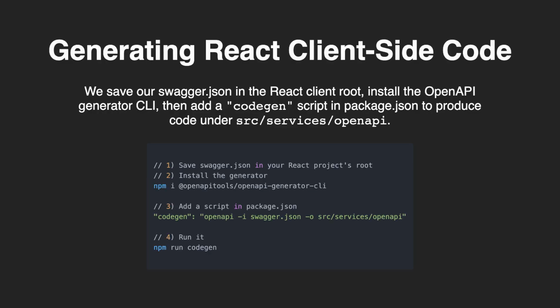This step is gold. Once you have the swagger.json describing your API, you run the OpenAPI CLI. It creates a folder of typed models, service classes, and configuration code. If your API changes, just rerun that script to keep the front end in sync. No manual updates needed. Let's see how we wire it up in a React app.